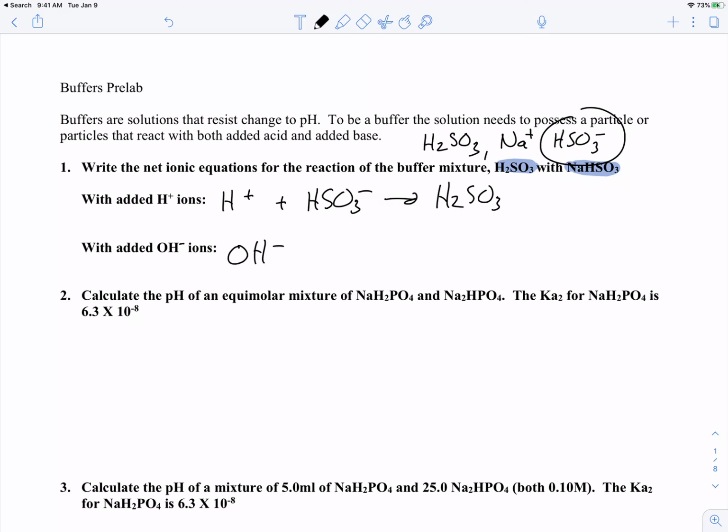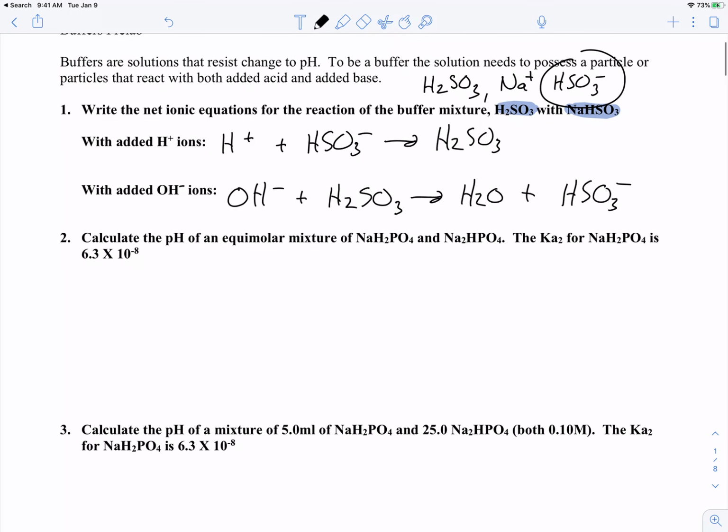What about if hydroxide ions were added? Well, they would react with the weak acid molecules, forming water and the bisulfite ion. Therefore, the hydroxide ions were not allowed to raise the pH. And so we see that when we have all of these particles present in our buffer system, they will resist the change of pH.